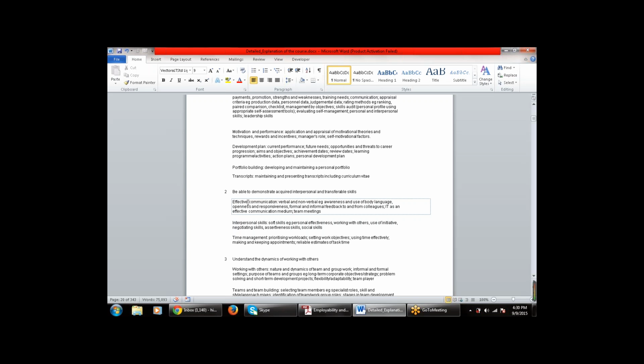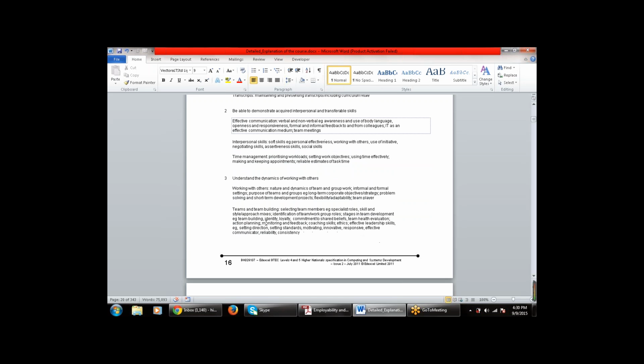Then the third outcome is understand the dynamics of working with others, that is, understand the dynamics, or the content that is used. Then, working with others, that is the nature and dynamics of team and group work, informal and formal settings, purpose of the team and group, for example long-term corporate objectives, strategies, problem solving and short-term development projects, flexibility, adaptability, team player.